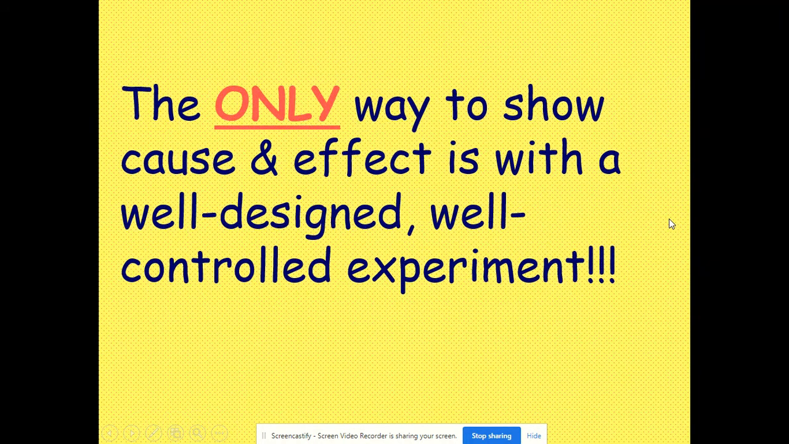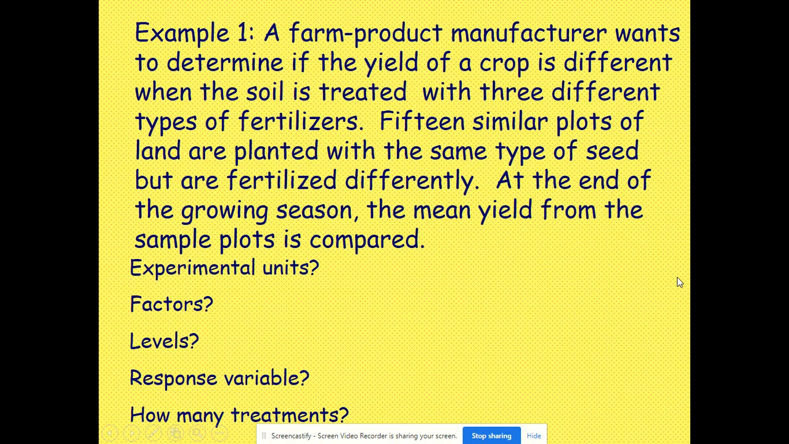So the only way to show cause and effect is with a well designed, well controlled experiment. That's what I've talked about. We've talked about that a lot. It's still the same thing as before. We just have a more specific definition of what it means to be an experiment. Alright, so you got a couple examples on yours.